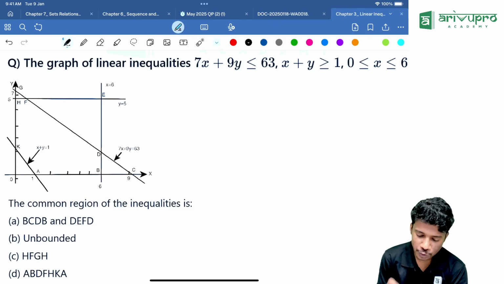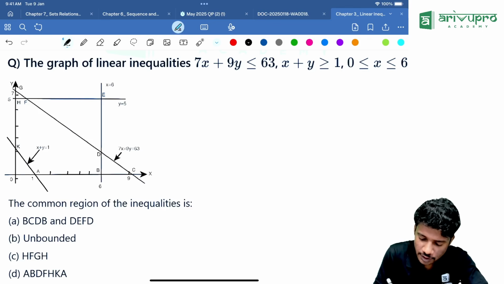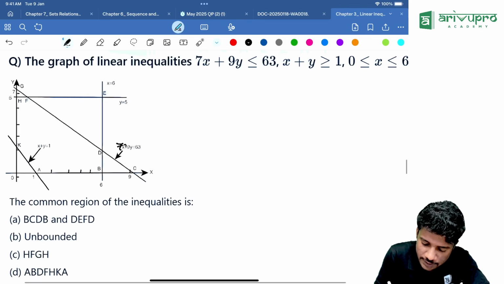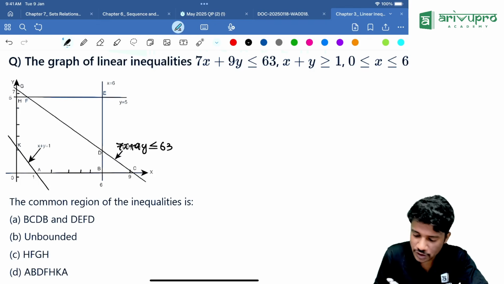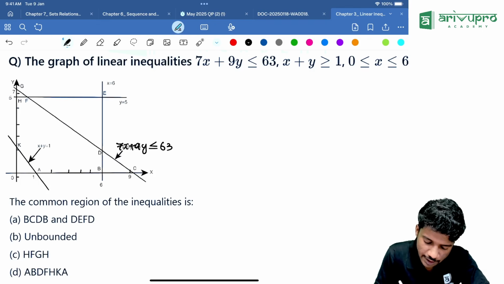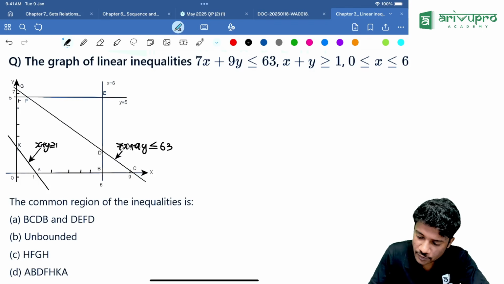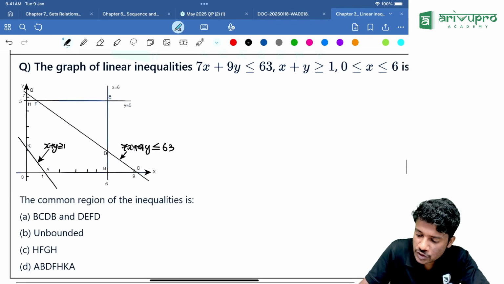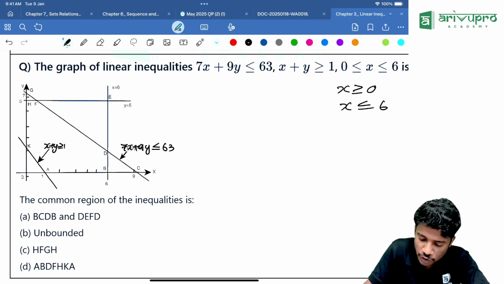Here they have given the graph properly. This is the graph for what? 7x plus 9y less than or equal to 63. The other one is x plus y greater than or equal to 1. Then what else is given? x is greater than or equal to 0, x is less than or equal to 6.